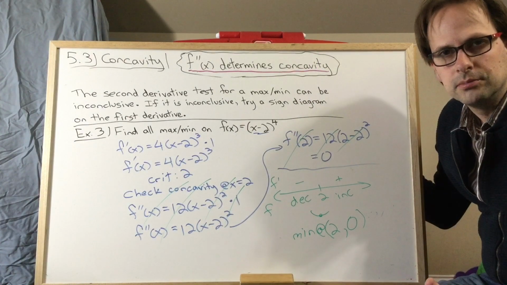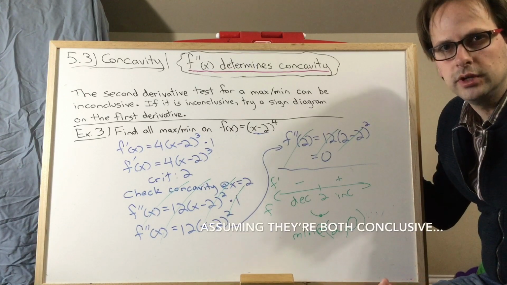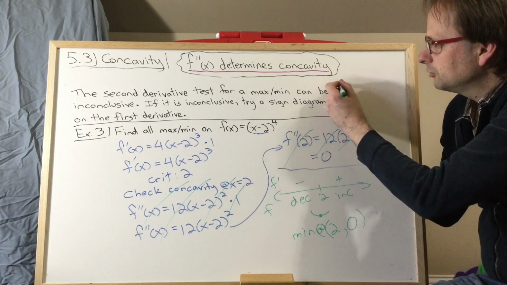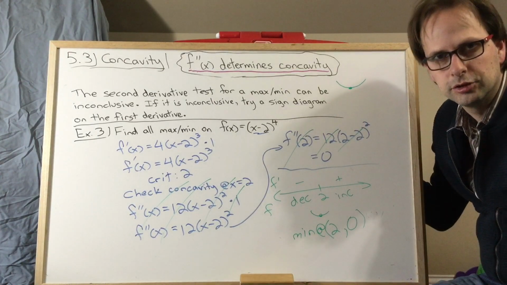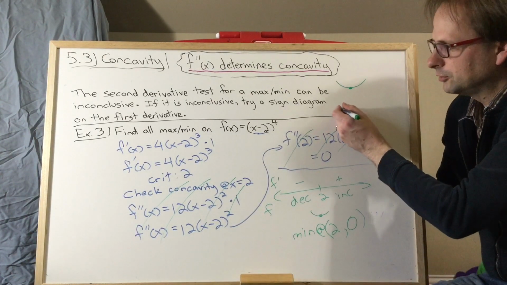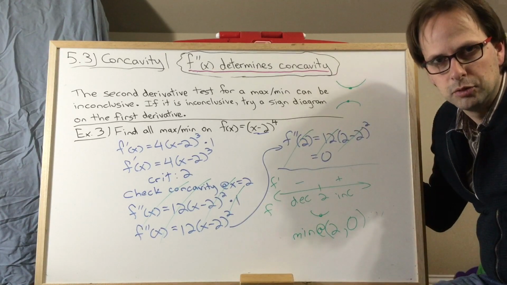In the end, it doesn't matter which technique you use to find a max or min. But we do need to understand that if you have something that's concave up and horizontal, it must be a smooth minimum. If you have something that's concave down and horizontal, it must be a smooth maximum.